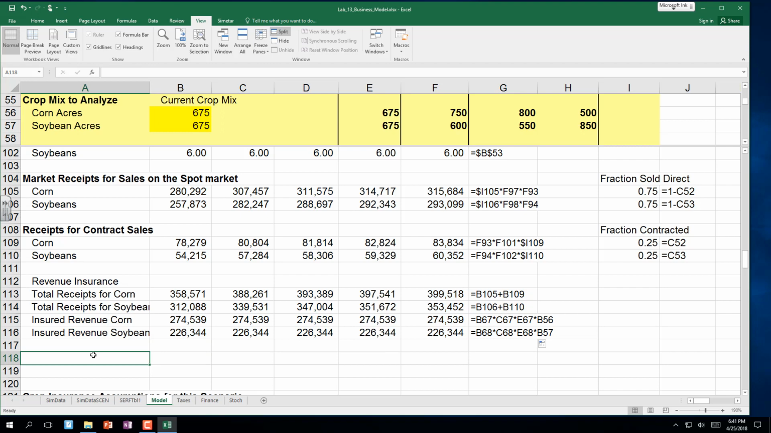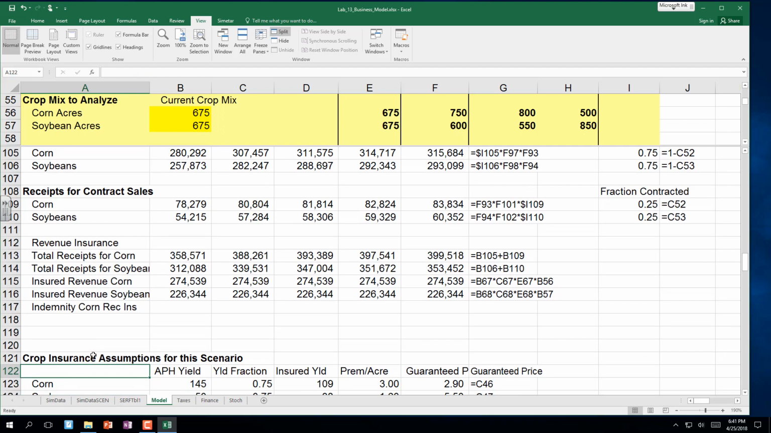Now, I need an indemnity for corn, receipts, insurance. Okay. I need an indemnity for soybean, revenue or receipts, insurance.